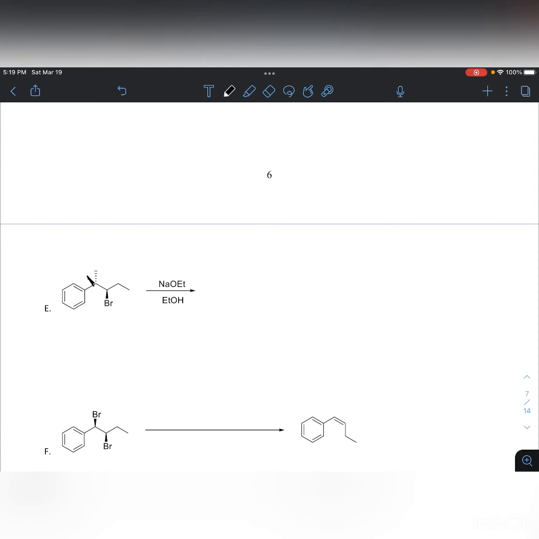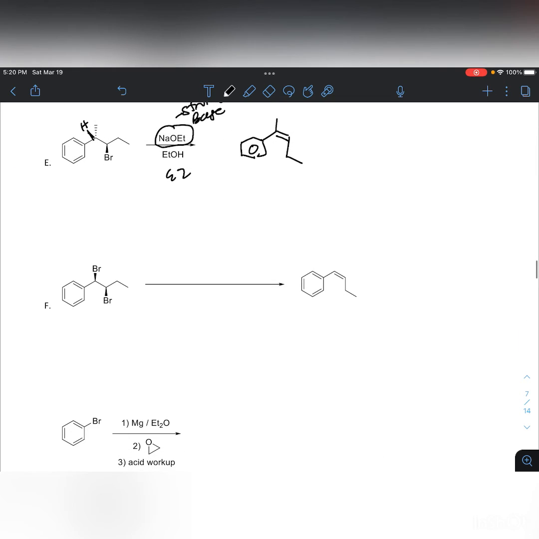So whenever you see E, you definitely have an alkene. You have a hydrogen here. So for this type of problem, this is a strong base. So this is definitely probably going to be an E2 reaction. So from this, you will get this type of intermediate right here. So that will be the product. Let's move on to F.